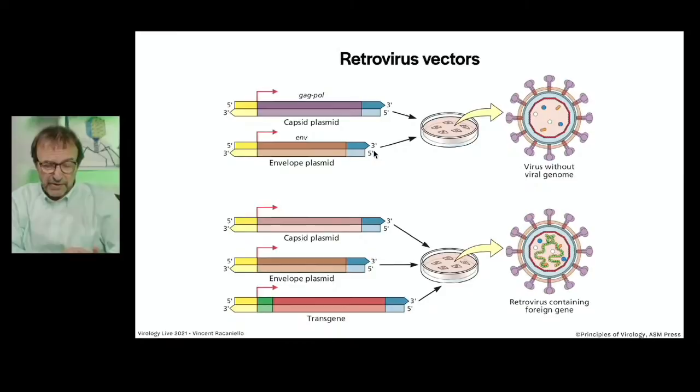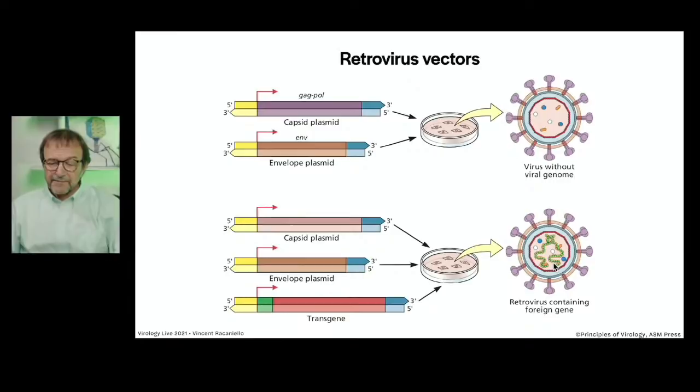And then at the bottom now, if you want to put a transgene in, you take your capsid plasmid, you take an envelope plasmid, and you take a transgene plasmid. And they all have promoters, and the transgene is what you want to incorporate. And now the transgene will be incorporated only if you put the packaging sequence from the retrovirus into the transgene. You need the packaging sequence, otherwise the RNA will not be incorporated. So now you have a retrovirus with a foreign gene. This is defective because it doesn't have retroviral genes in it. It just has a foreign gene, but that's what you can use for gene therapy.